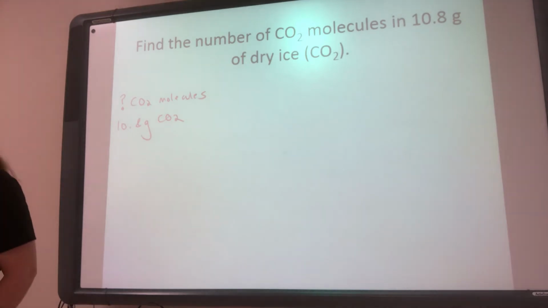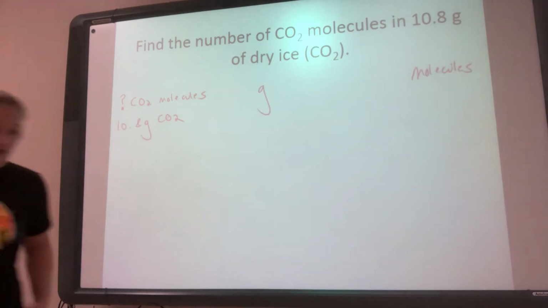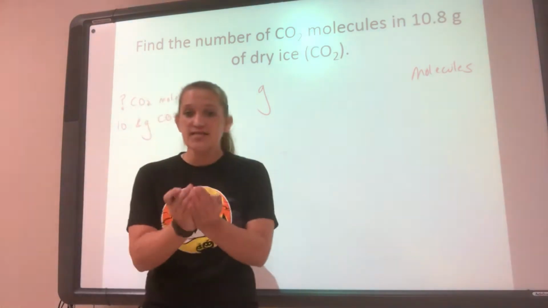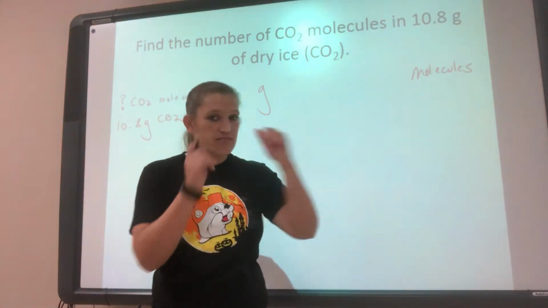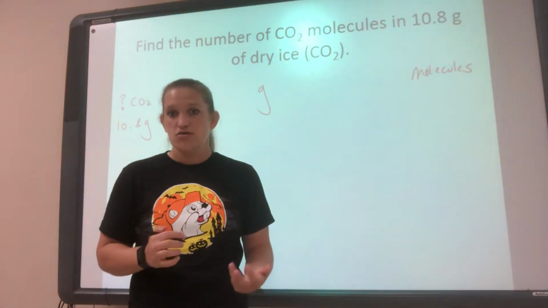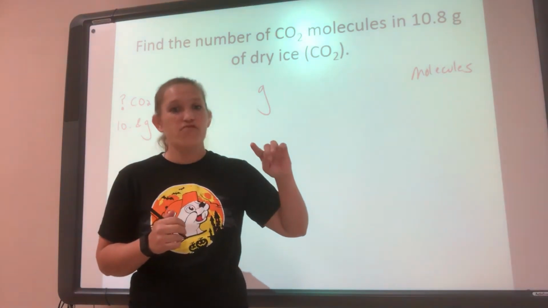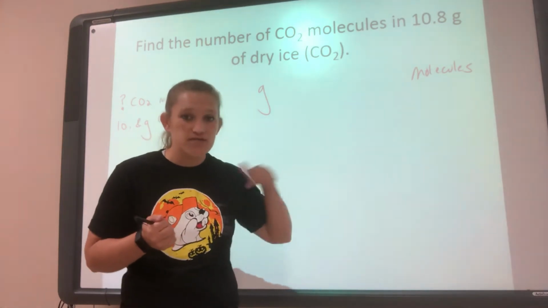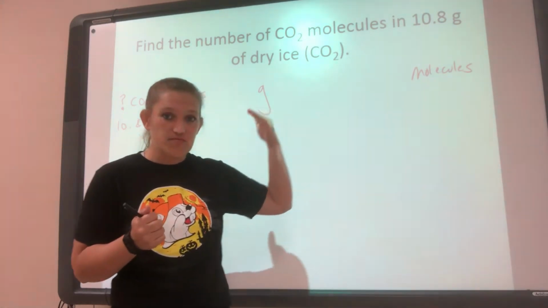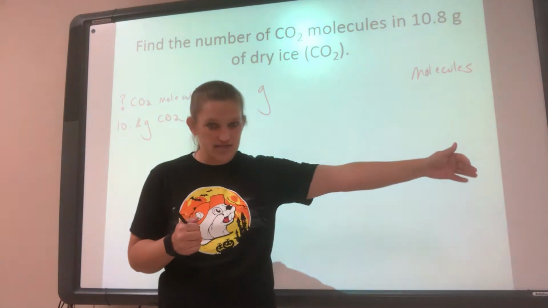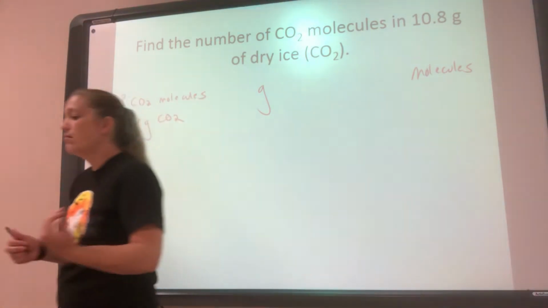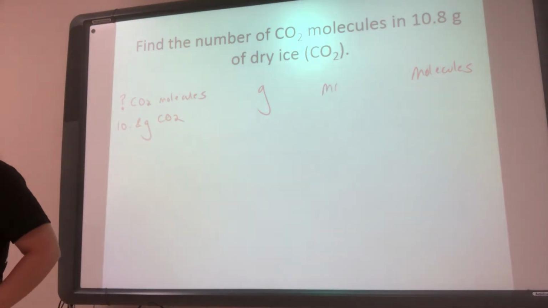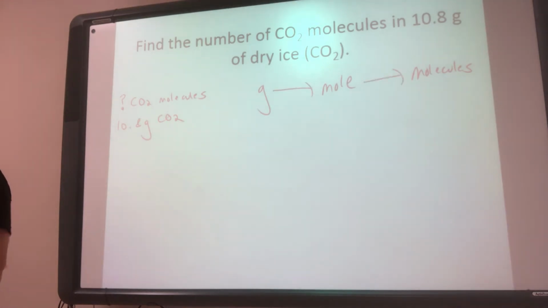So let's think about this. I have grams and I want to go to molecules. All right? So remember, grams is something I can physically hold. Molecules is something really, really small I can't see. So we need to think back to first test stuff. If I have something I can physically hold to something I can't see, what is the bridge that gets me from something I could see to something I can't physically see? That was the mole. So remember, the mole was my bridge. I have to go from grams to moles, then moles to molecules.